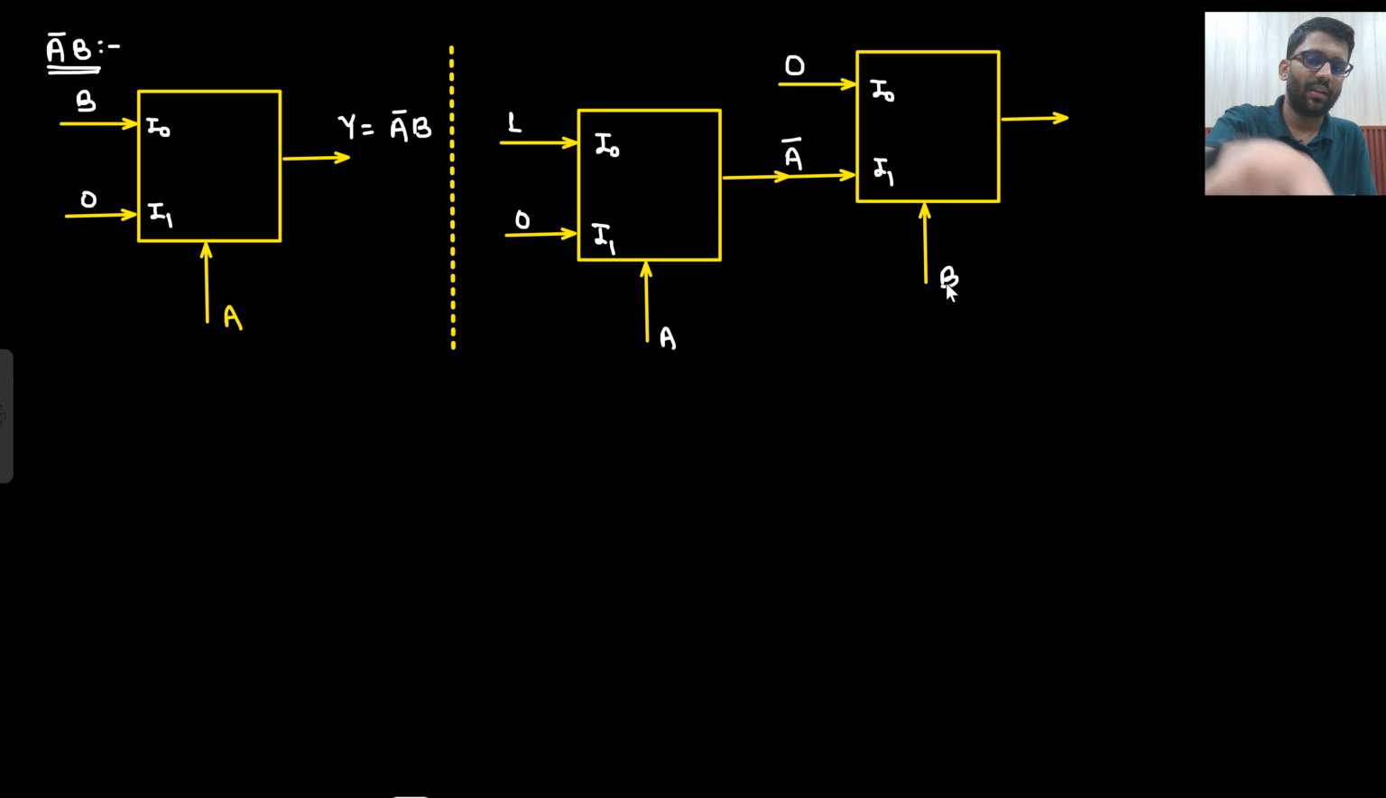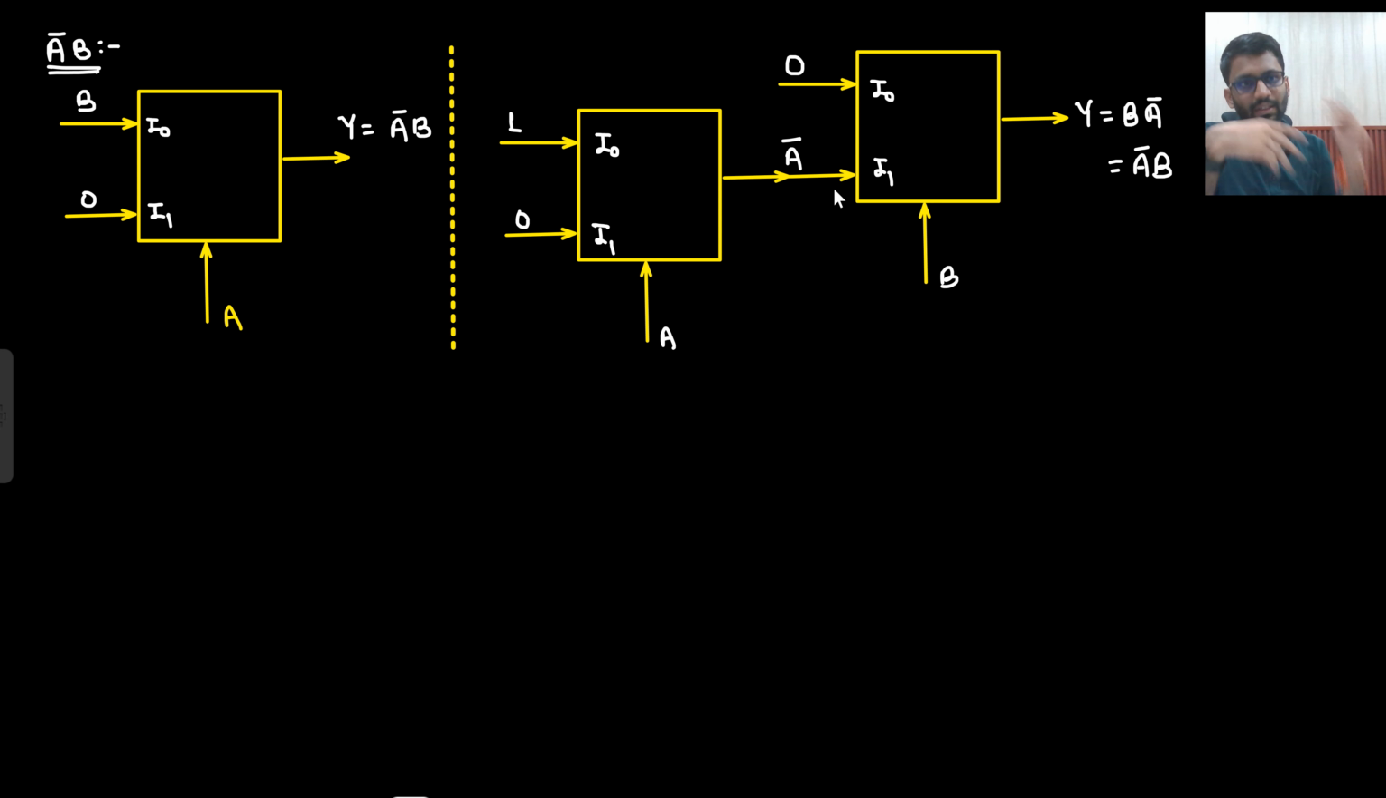From here you get A bar, and from here, if B bar is coming, you get 0, and if B is coming, then you get A bar. So this is the answer, B A bar, or you can say A bar B. So using only MUX we have designed it. But here I had to use A as a select line. Okay, there was no other option left.